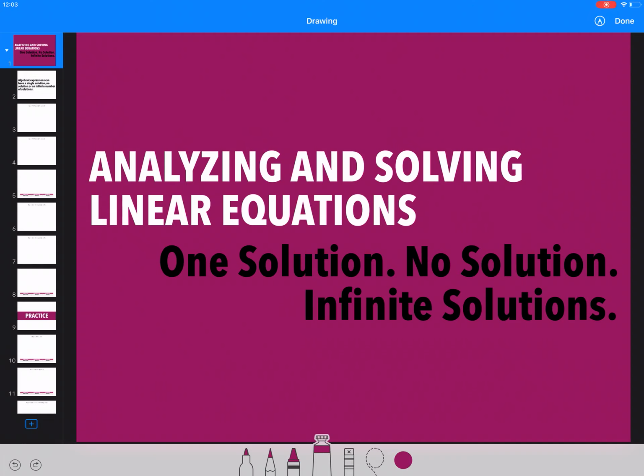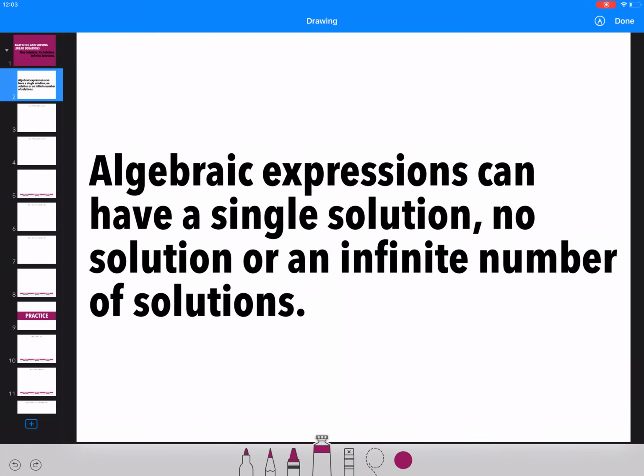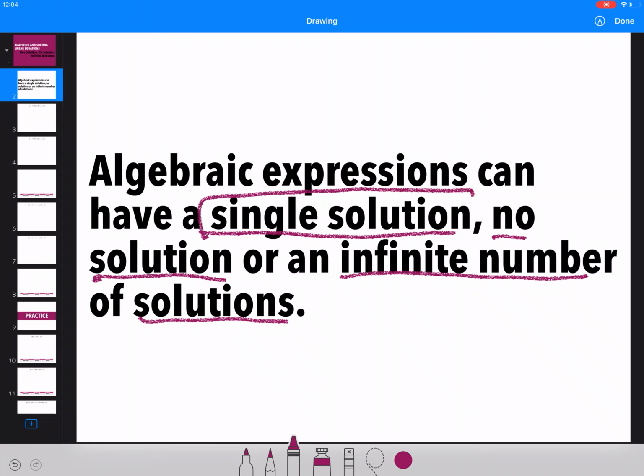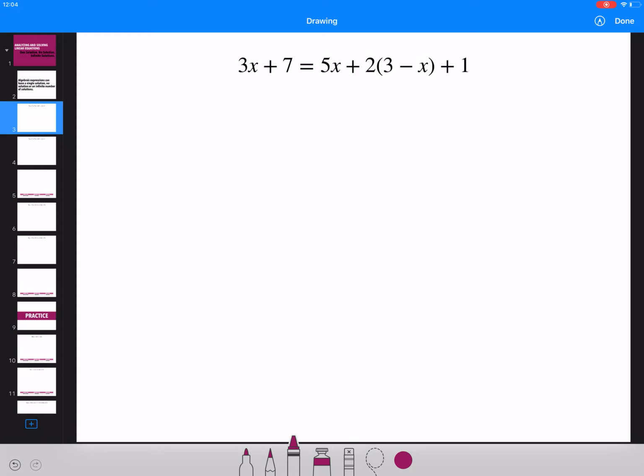Hey, this video is talking about analyzing and solving linear equations. We're going to focus on one solution, no solution, and infinite solutions. All right, so algebraic expressions can have a single solution or no solution or an infinite number of solutions. In all the work we've done so far, we've only been working with equations that have single solutions. So we're going to practice looking for patterns and strategies for these other options.